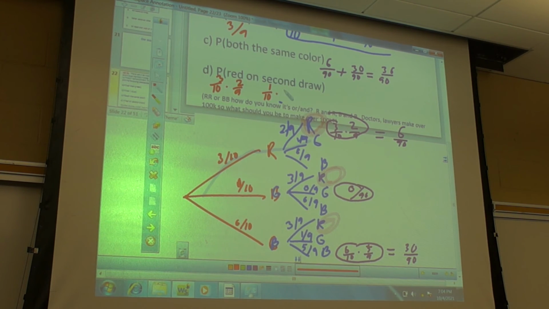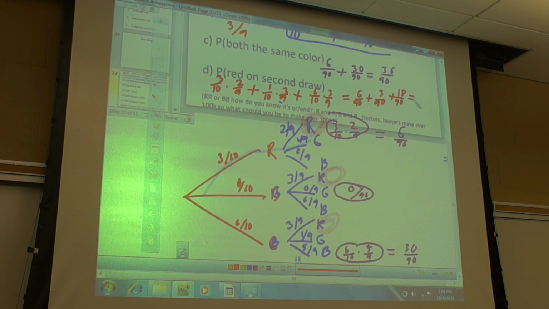Times 3/9. And the last one is 6/10 times 3/9. What am I going to do with these? It's red, red, or green, red, or blue, red, right? Or as we add, so I'm going to add those three things. So I'm going to end up with 6 out of 90 plus 3 out of 90 plus 18 out of 90.